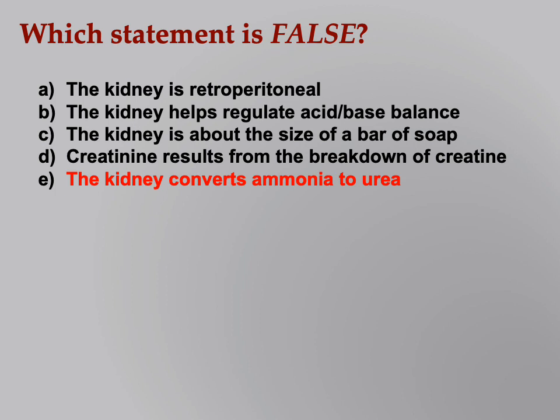That's the liver that converts ammonia to urea. The kidney takes urea out of the blood, but it's the liver that converts the ammonia into urea, which then can travel safely in the blood.